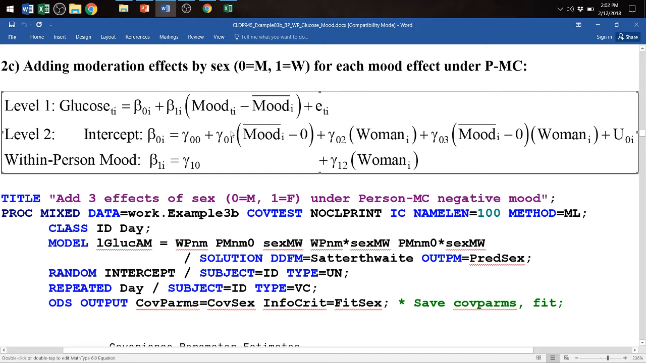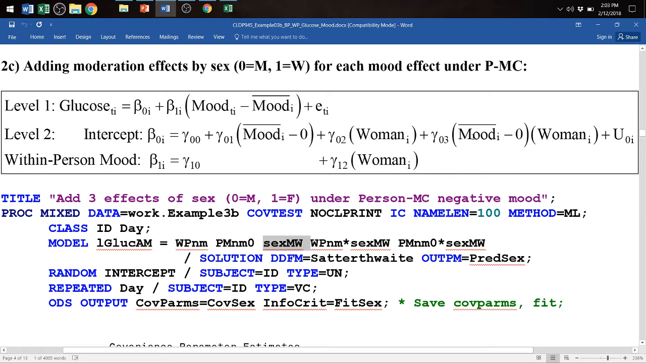Teresa, what do you think? Gamma 01 tied to mood with a bar over it. Which word down here does it go with? Person negative mood, indeed. How about gamma 02 tied to my gender variable, which I have labeled woman because that's what the 1 is. Men are the reference 0. Gamma 02, which word down here does that one go with? Yep, that's the main effect of gender.